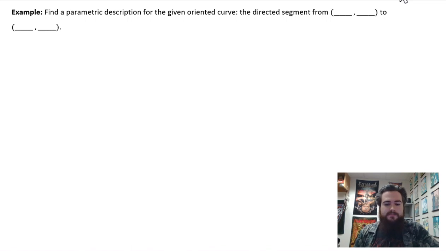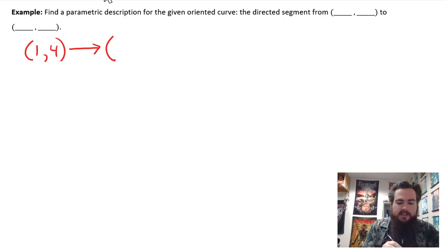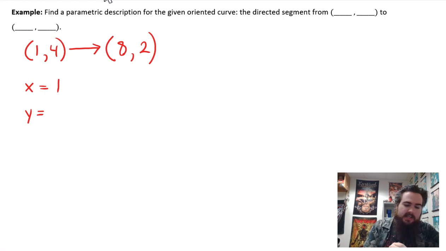Because of that, I'm actually going to demonstrate how this can be done with two different examples, because this will go pretty fast. Let's say I choose (1, 4) as my first point, and I am making a segment from (1, 4) to, let's say, (8, 2). To create a line segment in parametric equations, we're going to start by defining where our beginning point is. For x, my beginning point is 1.